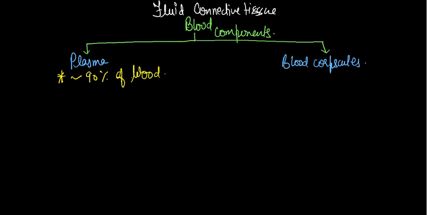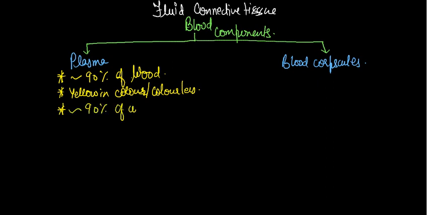Clear? It is yellow in color. In some books it is given as colorless or watery in color. That is also correct, because approximately 90% of it is water. So the color of plasma is just like a watery color.